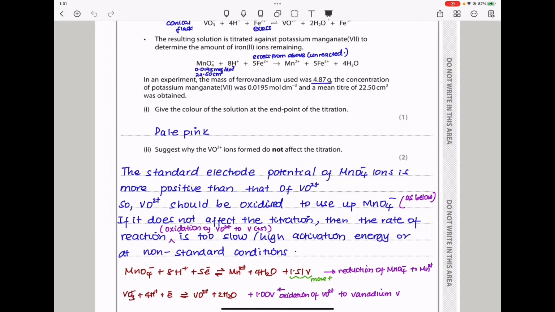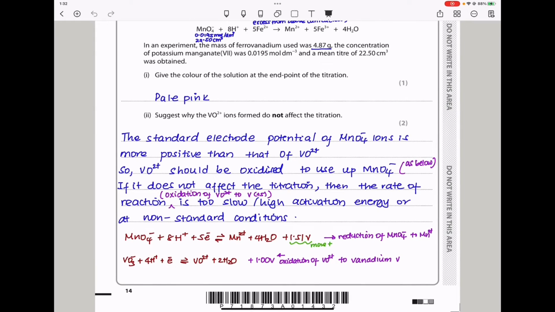Because if it's standard conditions, then this reaction is supposed to occur, and then the oxidation of vanadium 4 should occur to form vanadium 5. So here I said, the standard electrode potential of manganate 7 ions is more positive than that of vanadium 4, so vanadium 4 should be oxidized to use up the manganate 7. If it does not affect the titration, then the rate of the reaction is too slow, or activation energy is high, or the reaction could be carried out at non-standard conditions.